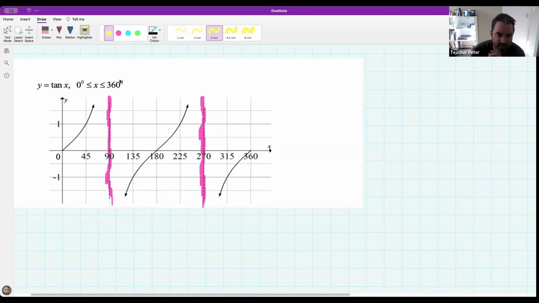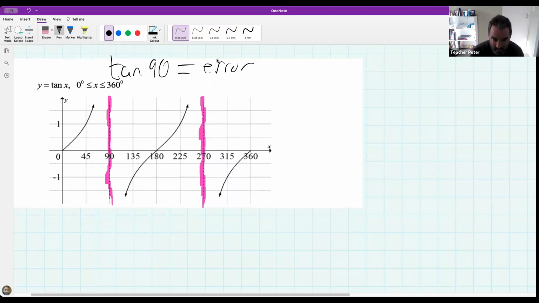And you'll notice, put in your calculator the tan of 90. I'm curious to see what happens. What does it say? It says error. The reason it says error is that tan is undefined there. So you may not go there. It's almost like a warning sign.